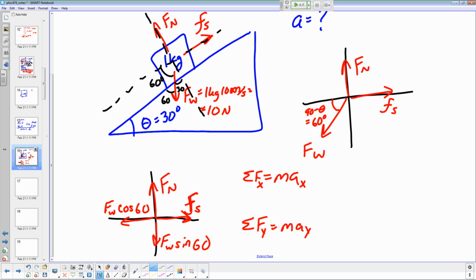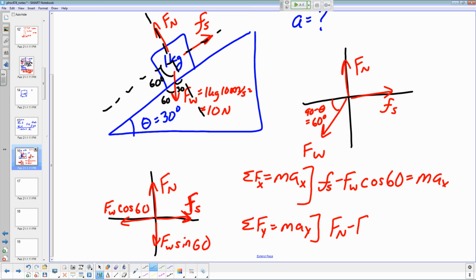All right. So we can take this. The sum of the forces in the x is going to be Fs minus Fw cosine 60, rather. That's going to equal max. And then over here, I get Fn minus Fw sine 60 equals 0.